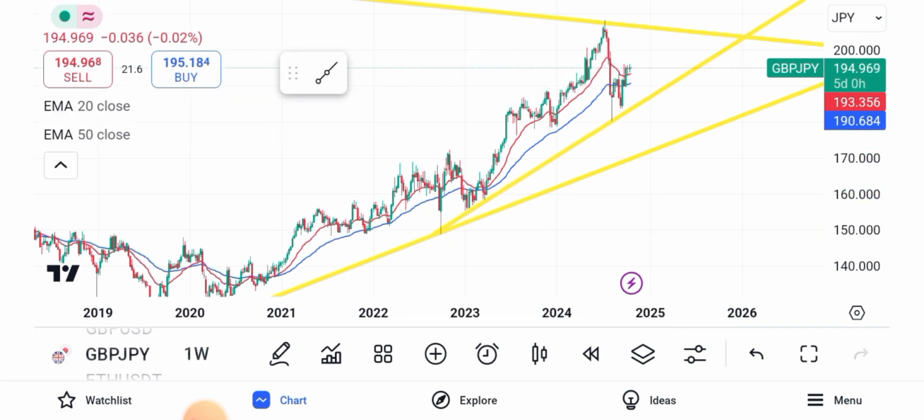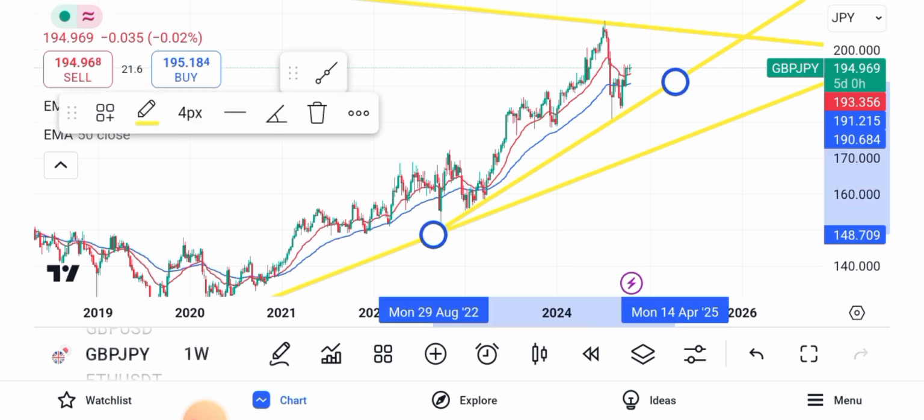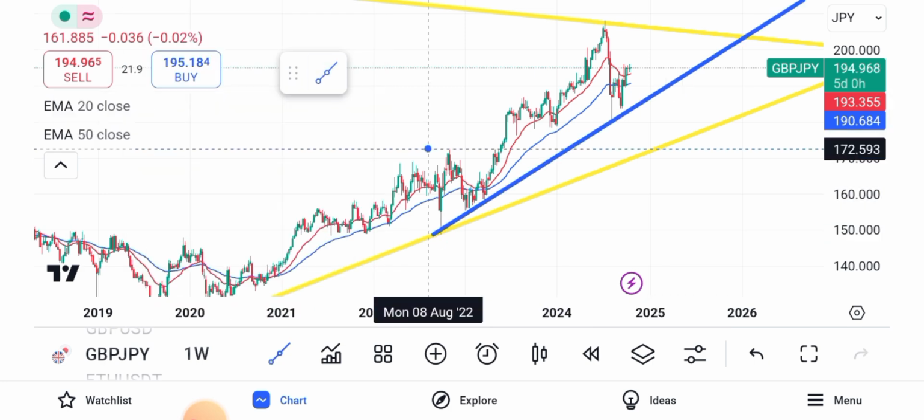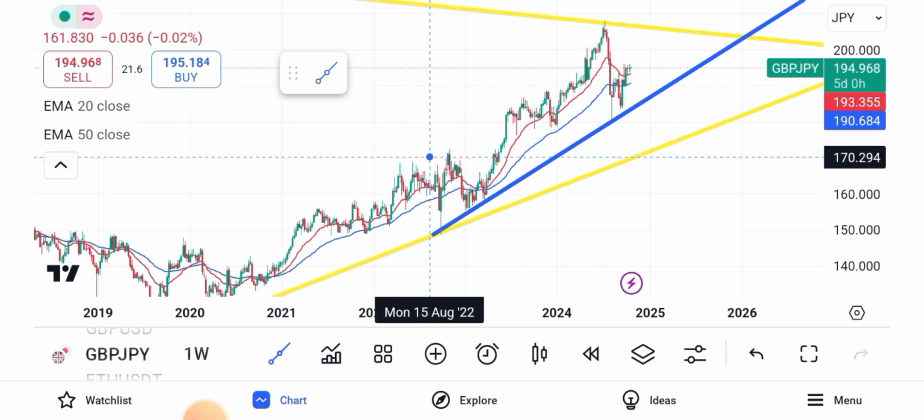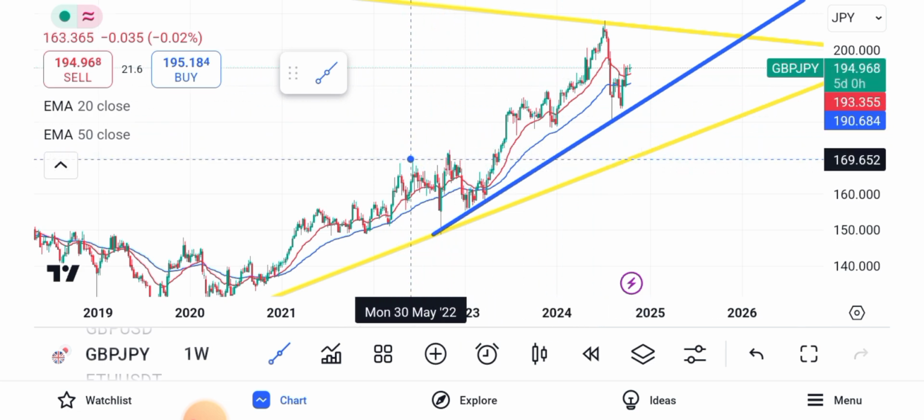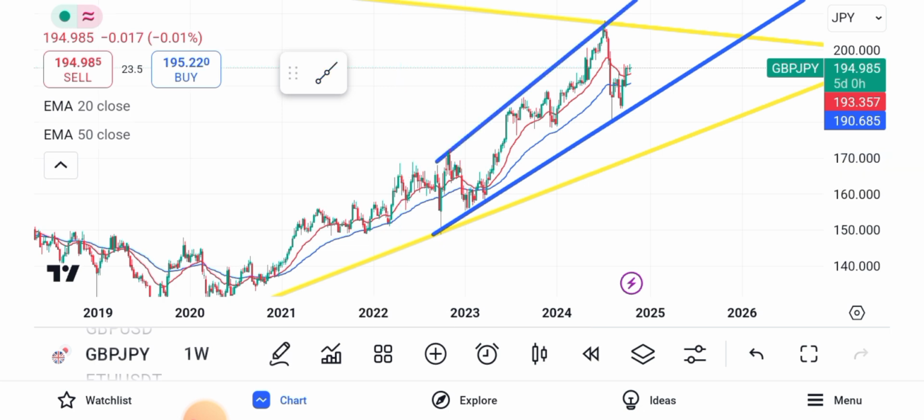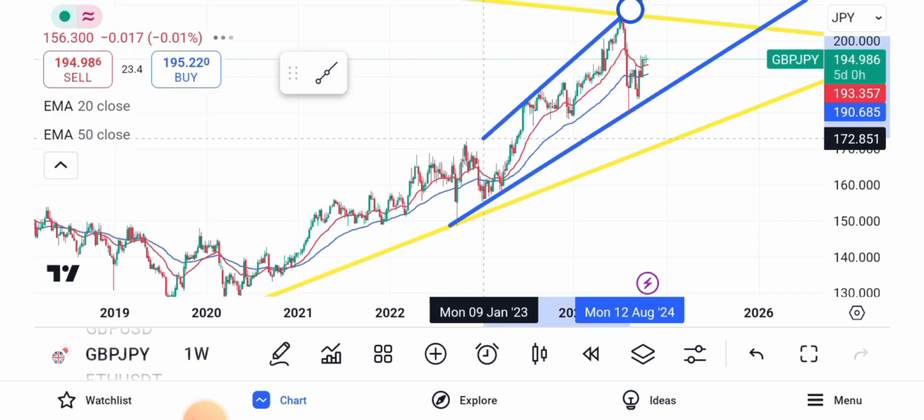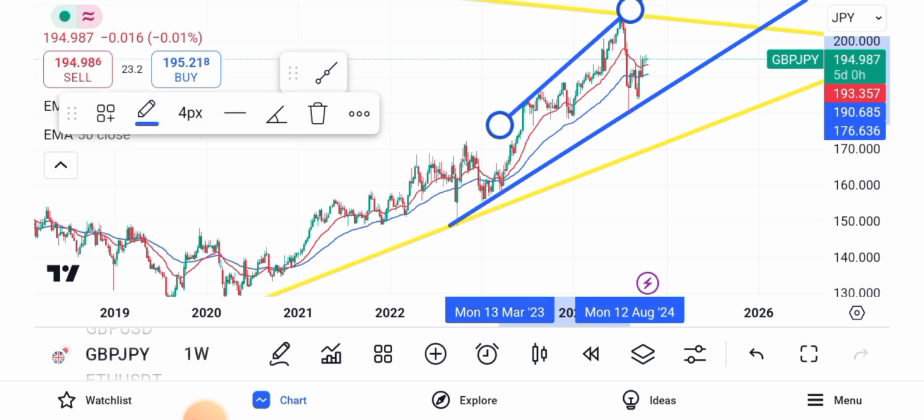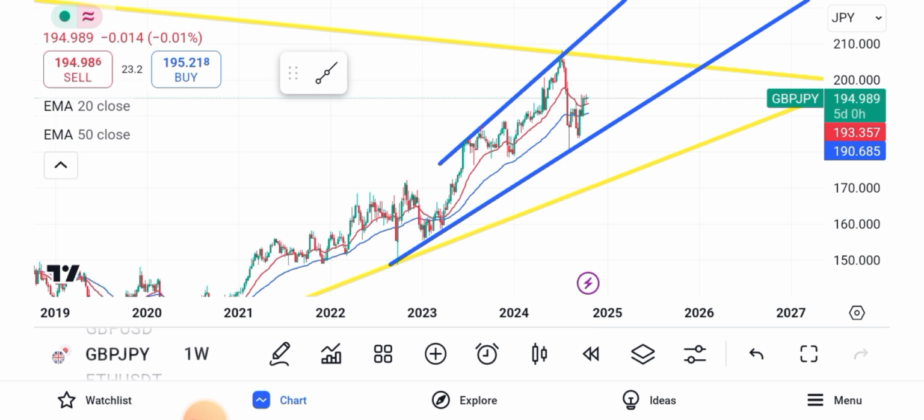Okay, so we have two touch points there. We're going to change the color of this to blue to show that it is our weekly trend line. Okay, so we have put in our weekly trend line. We have 1, 2, 3 touch points for that weekly trend line right here, which is really, really great.